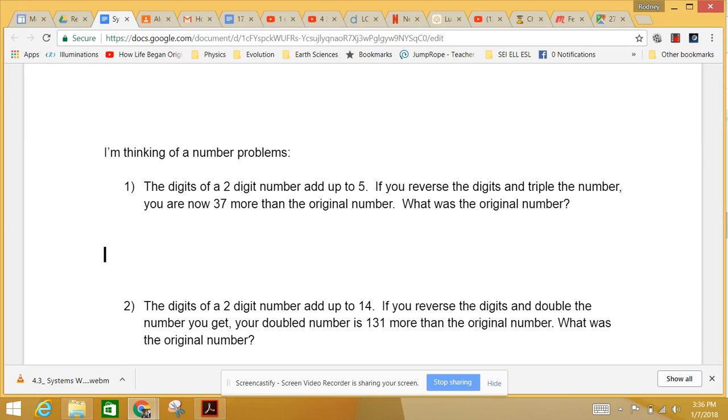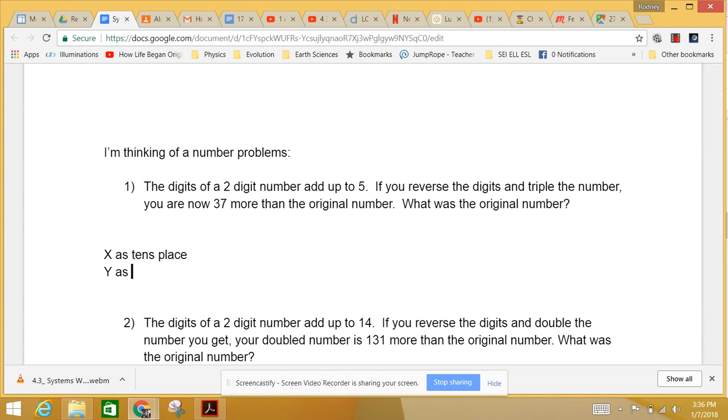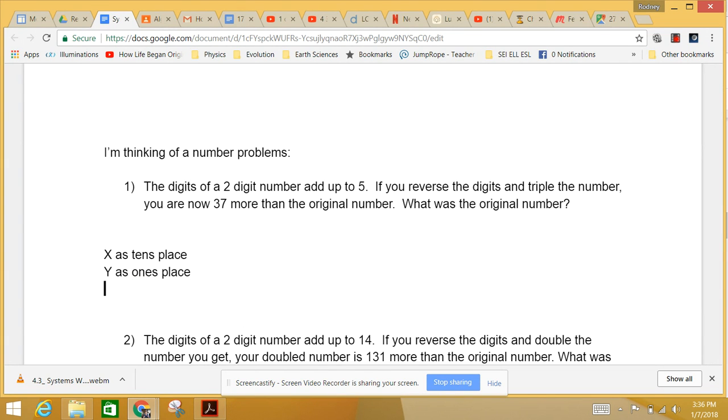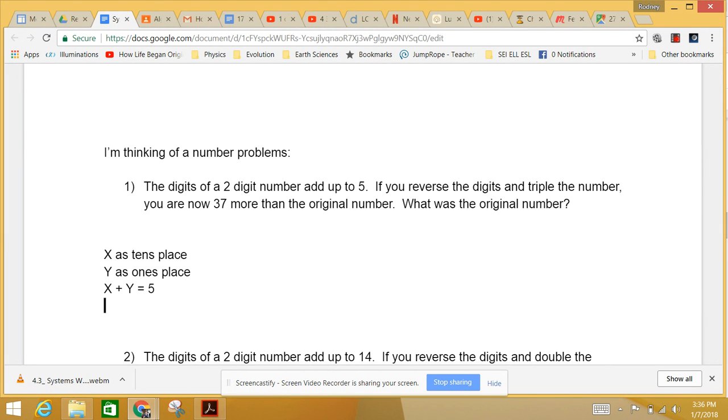So the first thing is I'm going to set x as tens place and y as ones place, and x plus y are the digits, and they add up to 5. So I have my first equation. My second equation requires me to have a way to express my number itself. So my original number is the tens place is 10 times whatever x is as a digit plus 1 times whatever y is. So that's my original number.